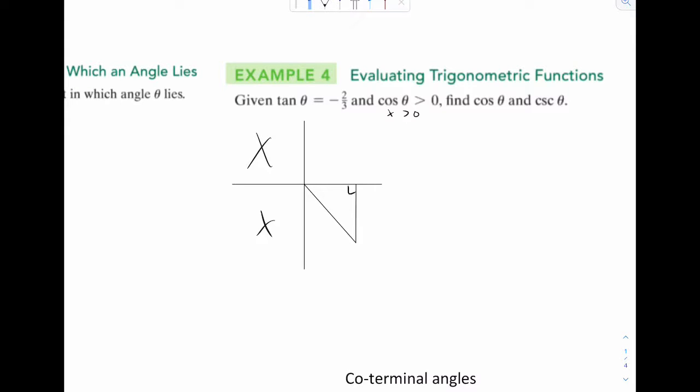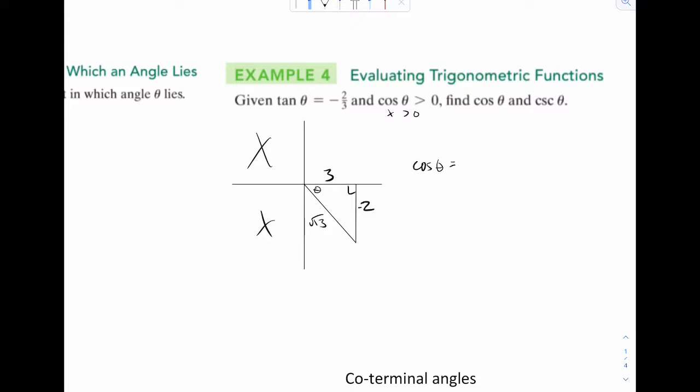Now here's the important part. The ratio is 2 over 3. And notice how it's negative. You would not put the negative here because this is the x component and x is positive on this side of the axis, which means the negative must be on the 2. And that's your y component. Pythagorean theorem, that's root 13. Theta is right there. And now I can figure everything out.